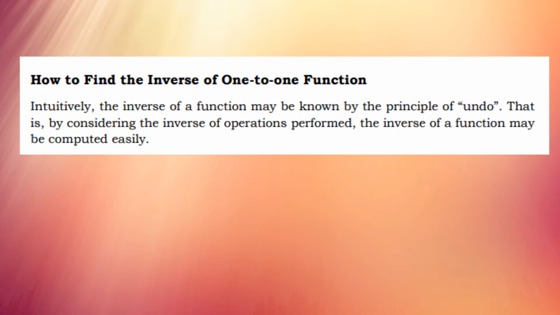Now, how to find the inverse of a one-to-one function? The inverse of a function may be found by the principle of undo, that is, by considering the inverse of the operations performed. So, just the inverse of the operation. If positive, then negative, okay?